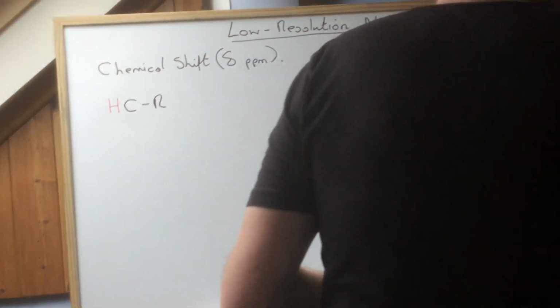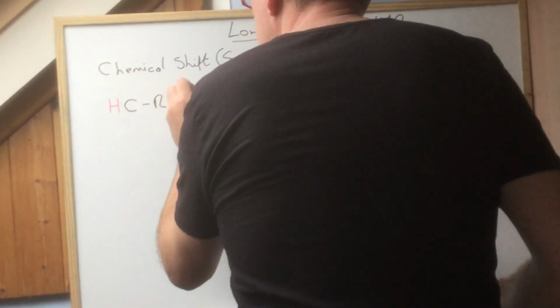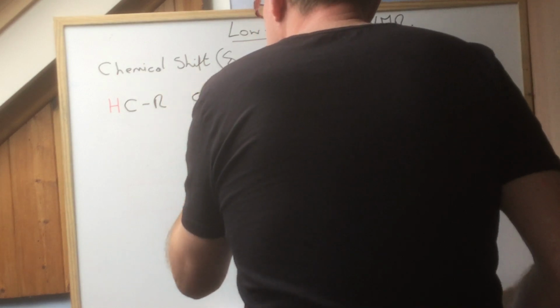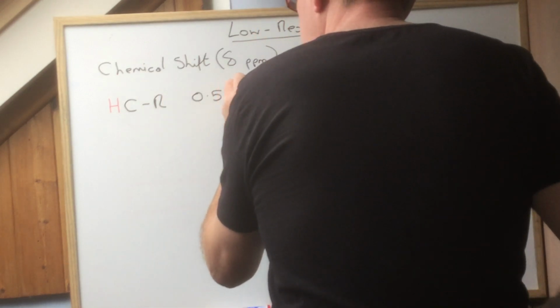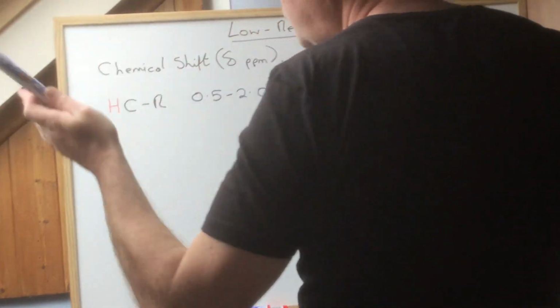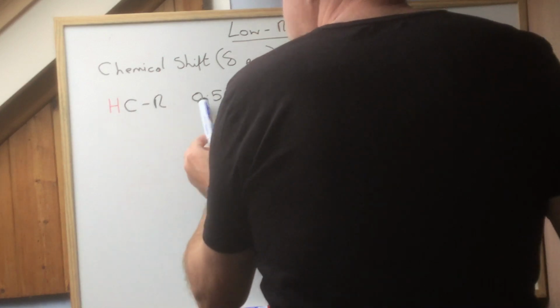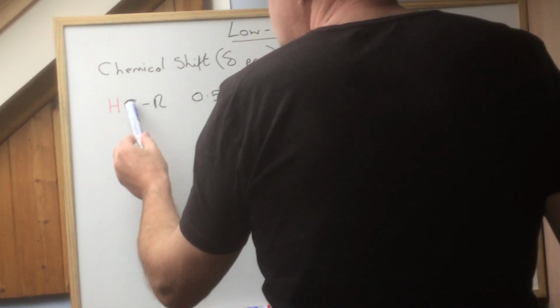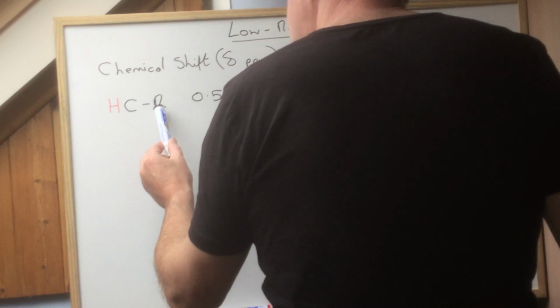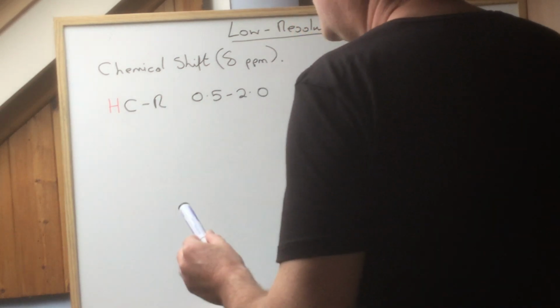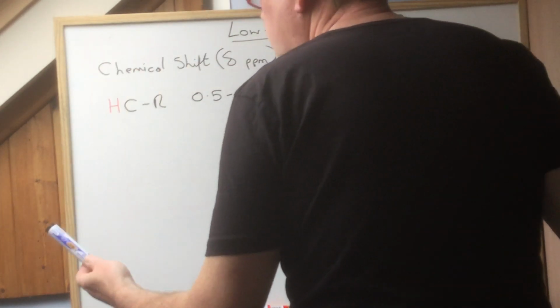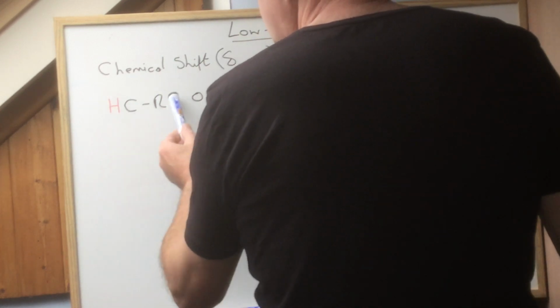C-R. Biggie this. 0.5 to 2 chemical shift. Okay, that means a proton. When I do the examples, you'll soon see what I mean here. That means that is the chemical shift of protons attached to a carbon that is attached to a methyl group or an alkyl group. I find this one the hardest of all.